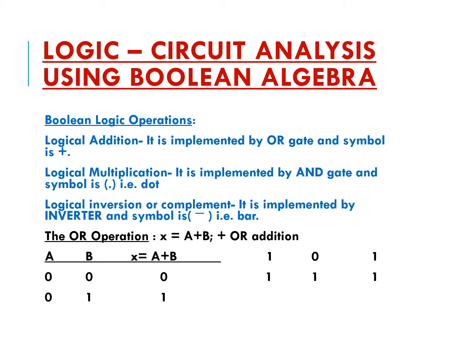So 0 0 output is 0. 0 1, that is one of the conditions is okay and the other one is not okay, or it is 0, it is 1. Similarly 1 0 is 1 and 1 1 is 1. So in three cases, wherever one of the conditions is 1, the output is 1, and only when both the conditions are 0, then the output is 0. Okay.